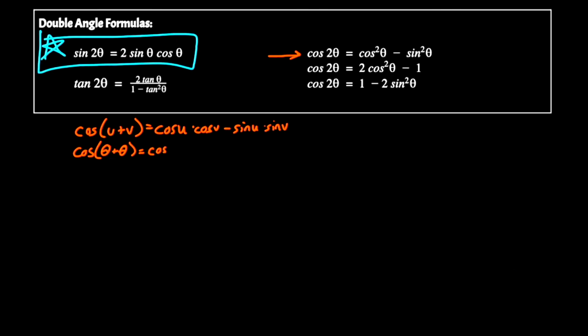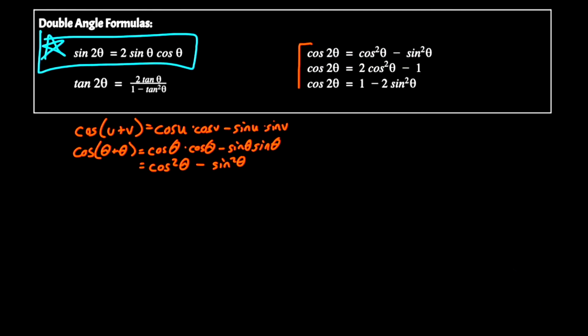So this would say cosine of theta times, well, cosine of the second angle is also theta, minus, and then again, sine of theta times sine of theta. And these are the same trig terms multiplied together, so we'll say that's cosine squared theta minus sine squared theta. So that's where this first one comes from, but there's two more.